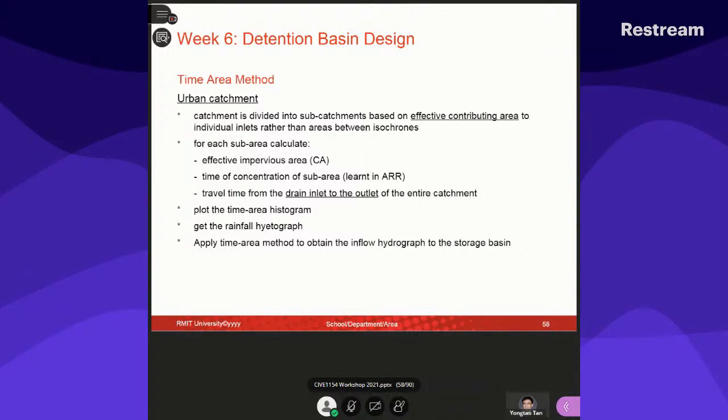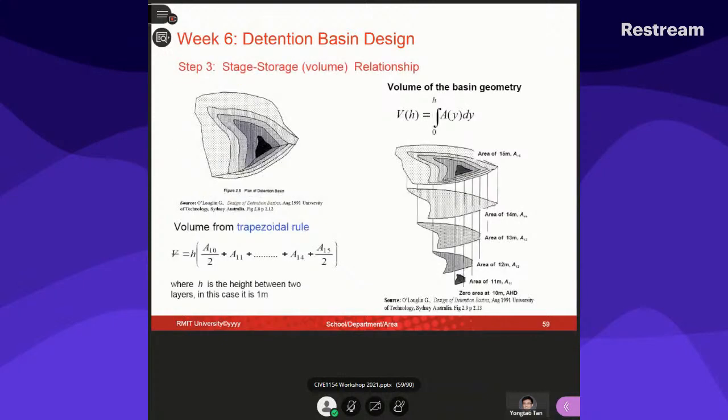Next we need to talk about the routing. The routing is used to find out the outflow hydrograph, and it also depends on the different outlet arrangements of the detention basin.